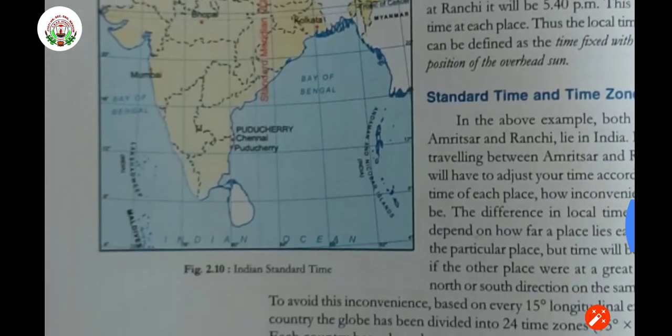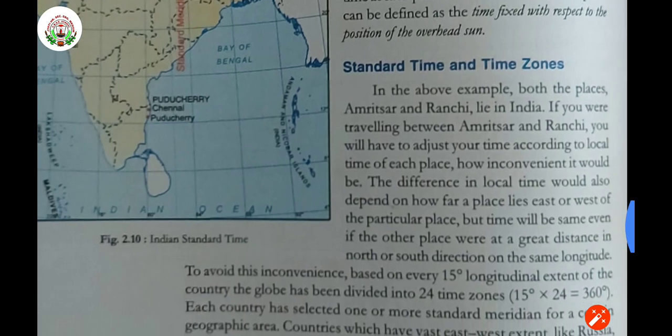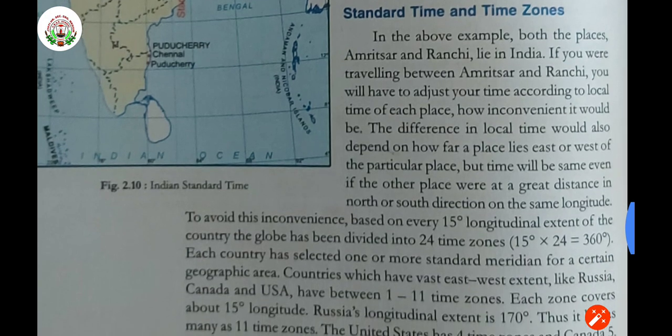Right. Now, standard time and time zone. In our country, altogether we are having only one time set. That is the standard time. The above example was of Amritsar and Ranchi, that lie in India. If you were traveling between both places, you would have to adjust your watch according to the local time of each place. How inconvenient it would be. The difference in local time would also depend on how far a place lies east or west. According to the places, the time will be different.